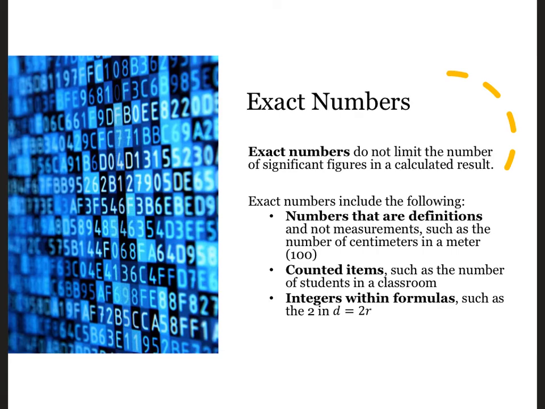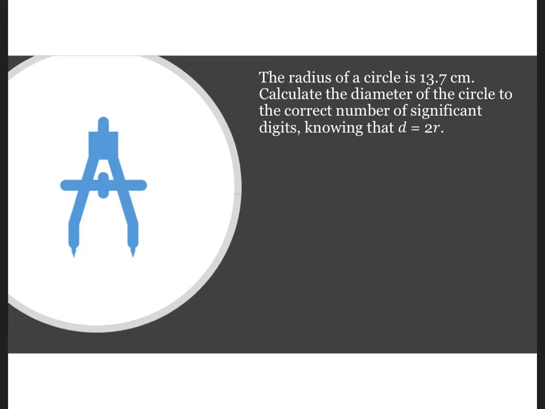Let's try an example. The radius of a circle is 13.7 centimeters. Calculate the diameter of the circle to the correct number of significant digits, knowing the diameter is equal to twice the radius. Did you get a diameter of 27.4 centimeters? Here, the number 2 does not limit our significant figures because it's considered an exact number.